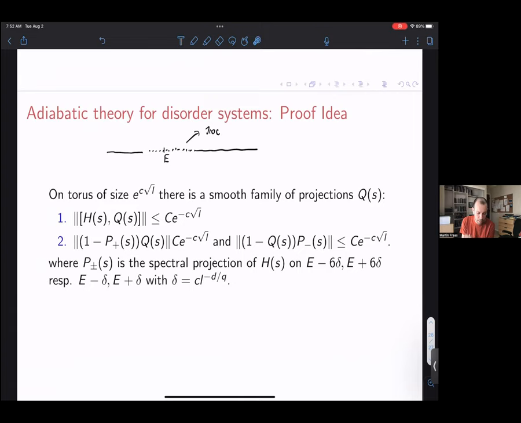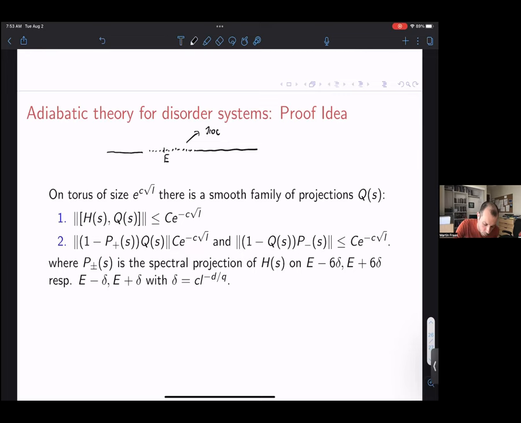And I claim that there is a smooth family of projections that are nearly spectral projections. So they are not exactly spectral projections, but they are near spectral projections of this Hamiltonian. So if you commute with the Hamiltonian, you get something that is exponentially small in this parameter L. And on top of that, this may be a mouthful to read. So there are near spectral projections, and I want to understand what they are. I think it would be easiest on the picture.